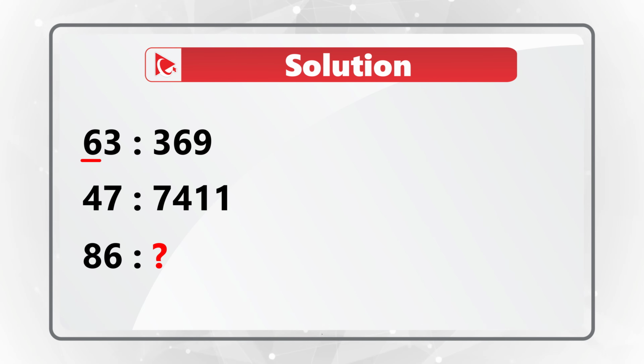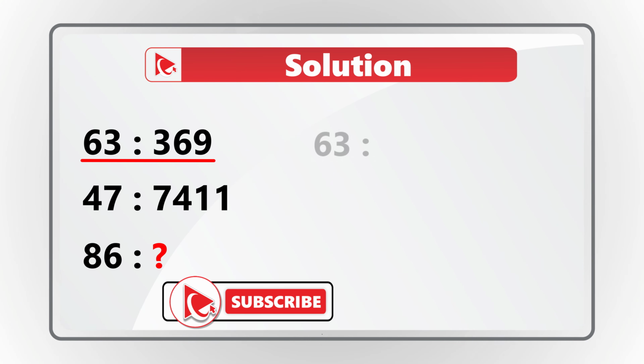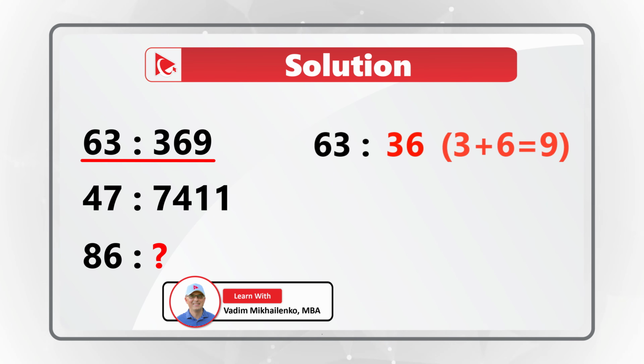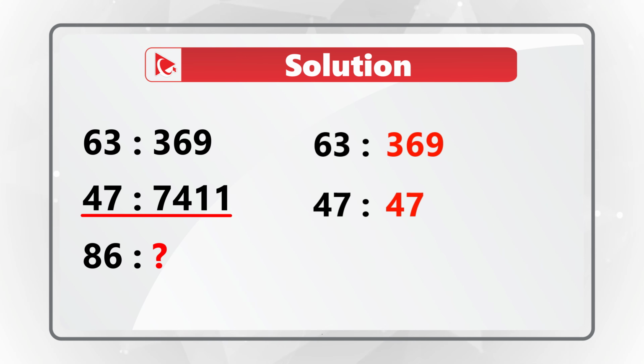So 63 is related to 369. So what we did here, we swapped 3 and 6, making 3 the first digit, 6 the second digit, and then we added 3 plus 6, and end result of this is 9. We came up with the second ratio in a similar way. 47 is related to 74, where we swapped the digits, concatenated with the sum of 7 and 4, which is 11.